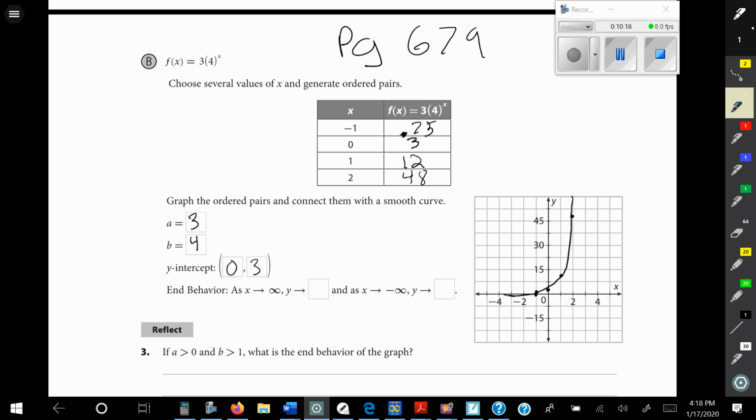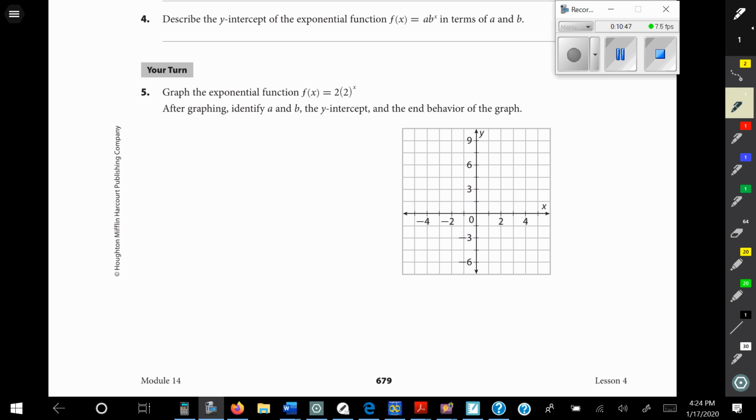And just because we've got the two things we need, our a is positive and our 4 is not a fraction, we know as x goes positive, y is going to infinity. And as x goes to negative infinity, y is going to 0. Okay, take a look at this number here and see if you can solve this one.